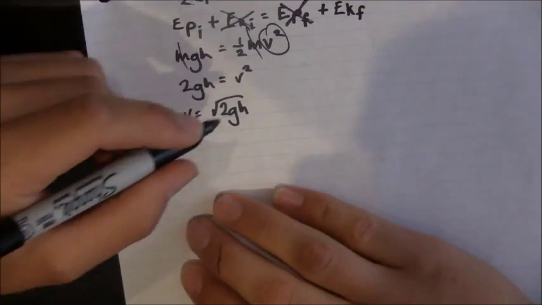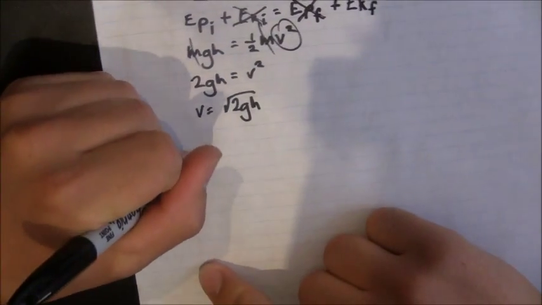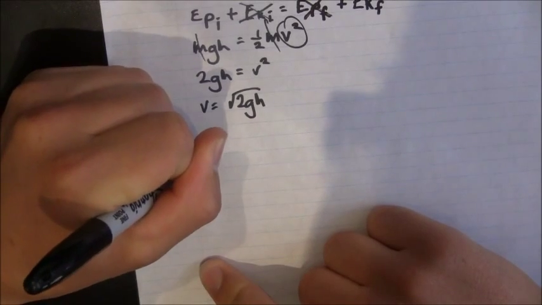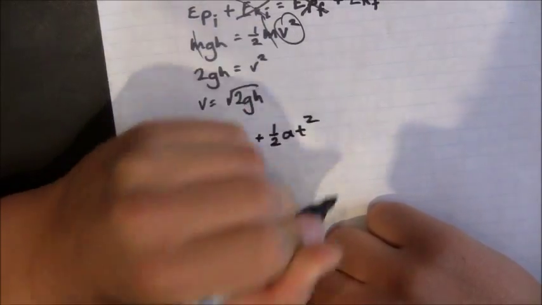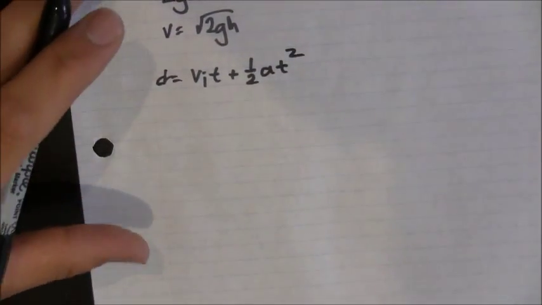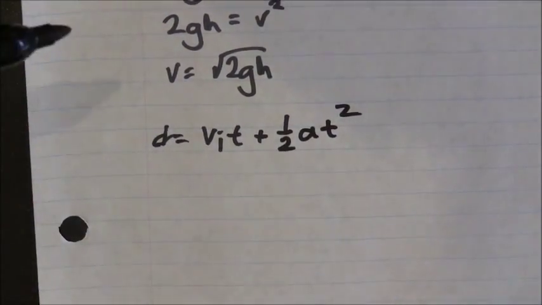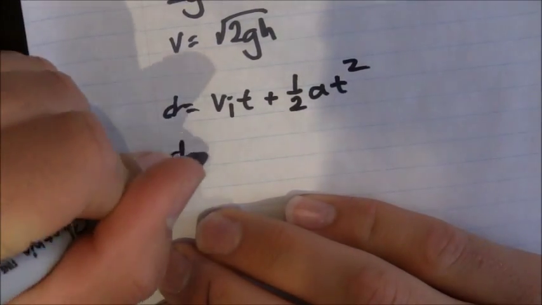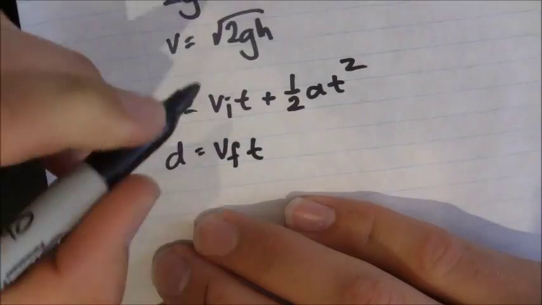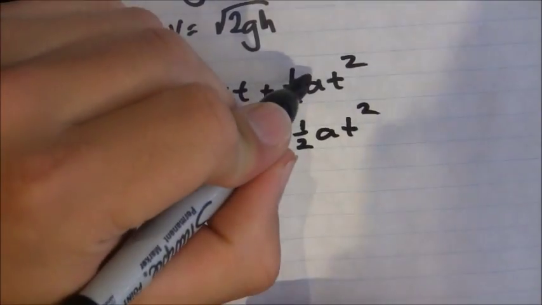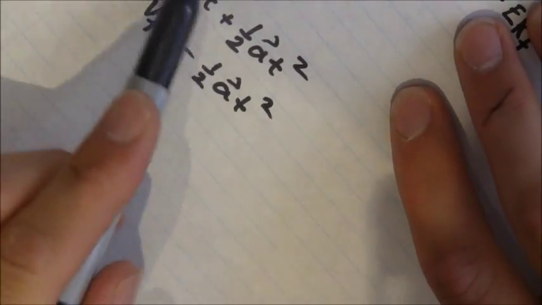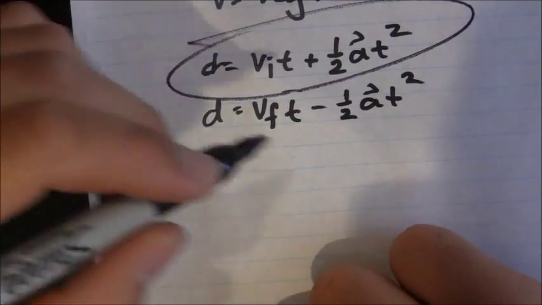Now, how long will it take to hit the ground? Well, there's another kinematics formula, and it goes like this. Distance equals initial velocity times time plus 1/2 acceleration times time squared. And the other way you can write this is final velocity times time minus 1/2 at squared. So in this case we'll use this formula. So let's isolate for time.